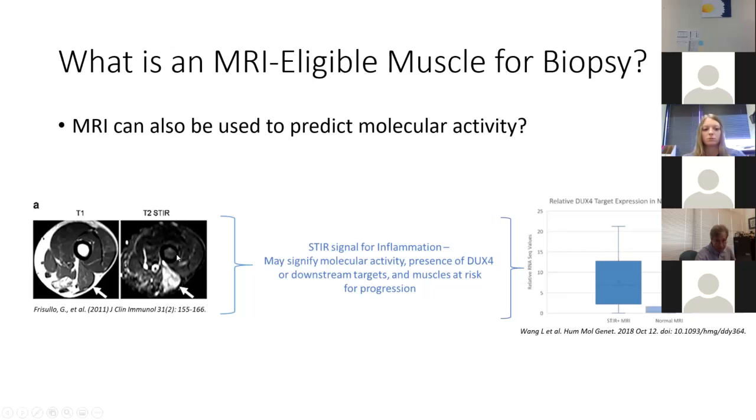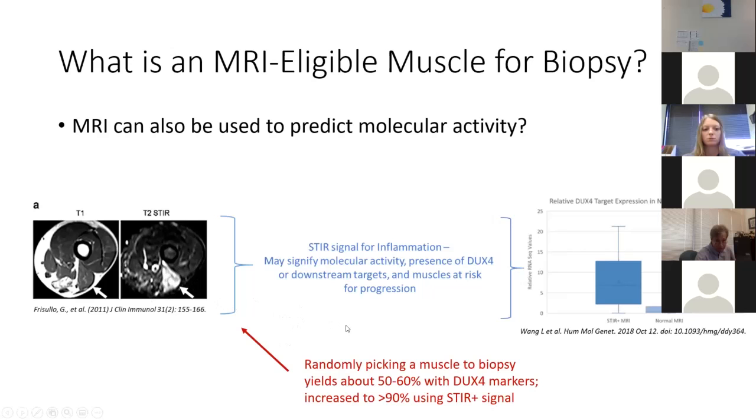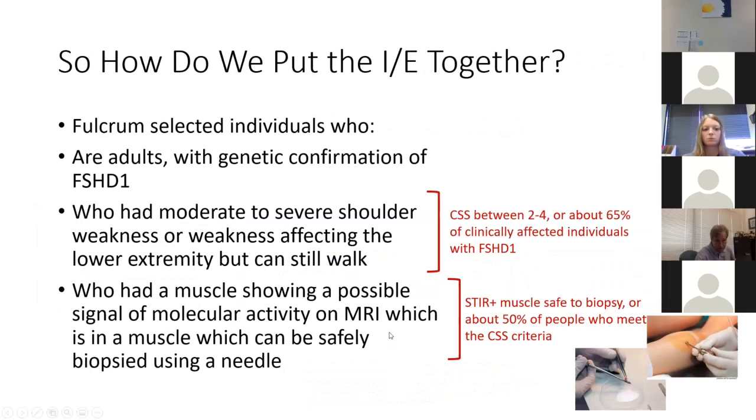And here you see an individual who has one of those STIR positive muscles, and it turns out that if you biopsy these muscles, you get a higher chance of seeing DUX4 or those DUX4 targets when you look in the biopsy. And in fact, if we just randomly picked a muscle to biopsy, only about half are going to show us those DUX4 markers. But if we use this simple MRI signal to help us select, then we start to get up around 95% of the time we're going to see these DUX4 targets.